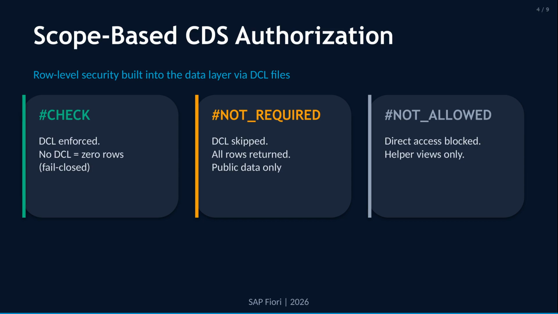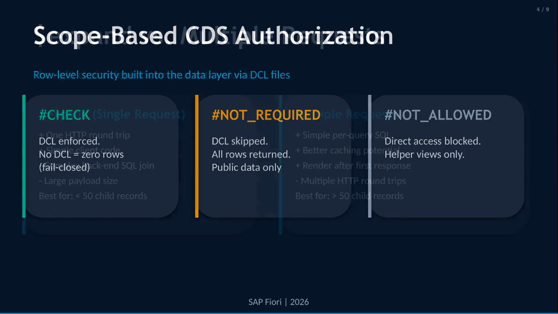For example, a DCL for a purchase order view might restrict visibility to orders from the user's assigned purchasing organization. Without DCL enforcement, any user who can reach the OData service can read all rows in the underlying entity. Always set authorization check to check for any CDS view exposed as an OData service.